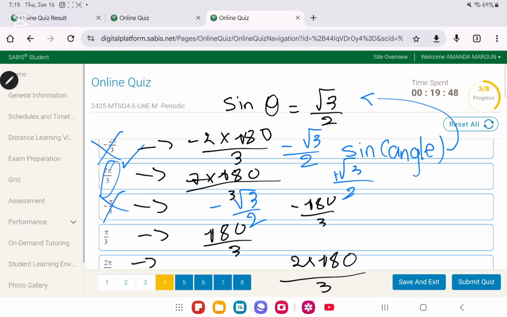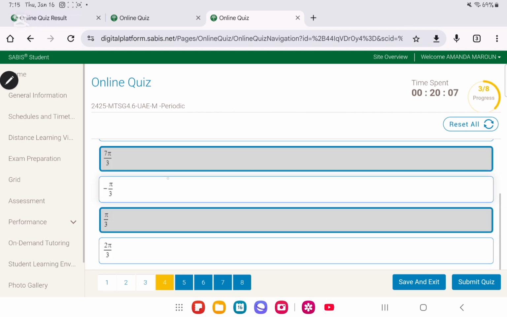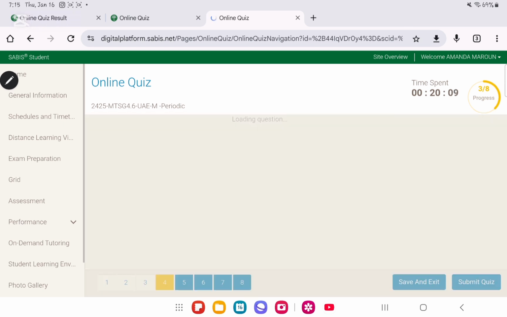If you do, however, sine of 180 divided by 3, you are going to get radical 3 over 2. So we are accepting this answer. And then finally, if you do sine of 2 times 180 divided by 3, you are getting radical 3 over 2. So we are also accepting this answer. So the 3 correct answers are this one, this one, and this one.